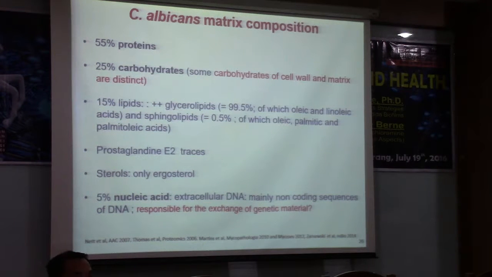And these nucleic acids are called extracellular nucleic acids. And this DNA, we speak about eDNA, and this eDNA is curiously made of mainly non-coding sequences. And this eDNA would be responsible for some exchange of genetic materials between cells that induce the formation of mutants.